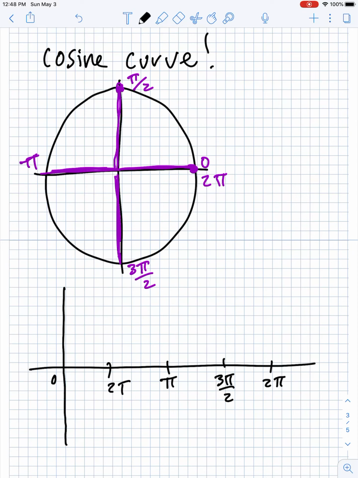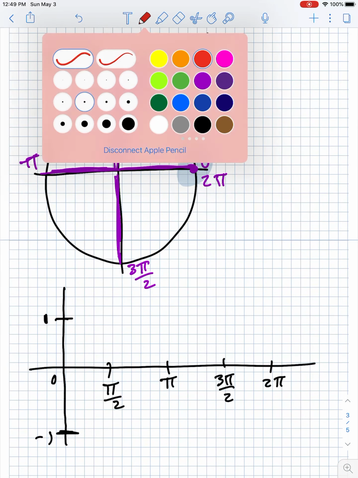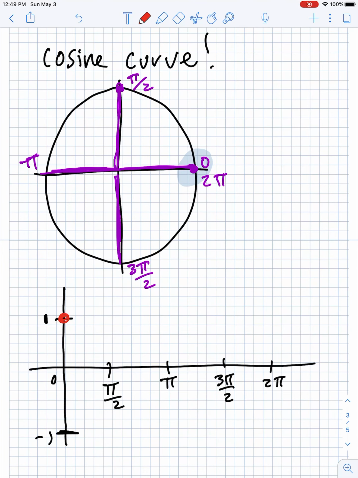So let's get our regular tick mark set up. You should know these very well by now. Pi over 2, pi, 3 pi over 2, 2 pi. Cosine still oscillates between +1 and -1. But remember, with the highlighter, that it starts right here at +1. So when I go to draw my cosine in, it's going to start here, up at the top.